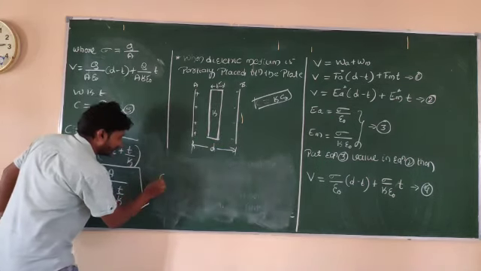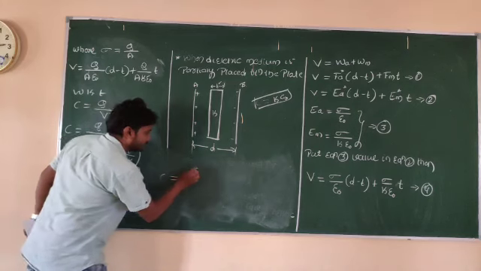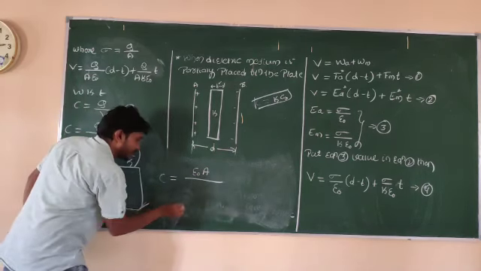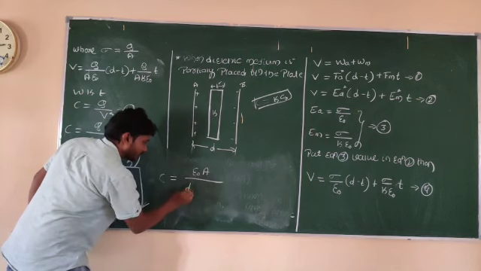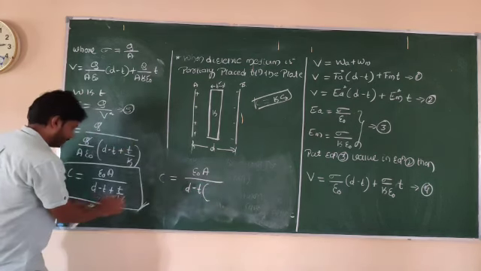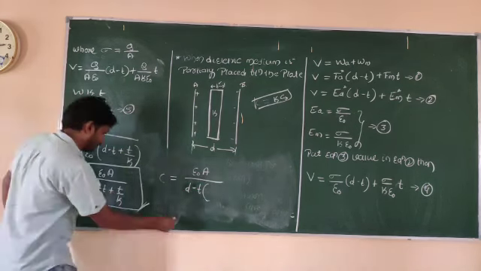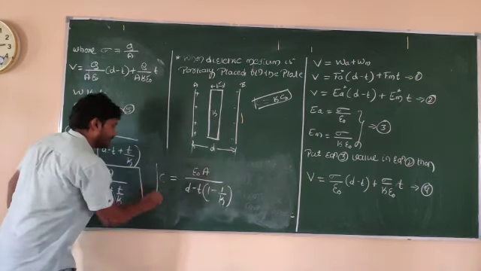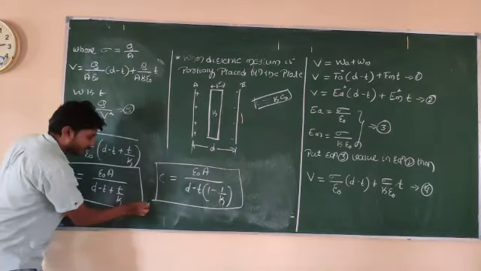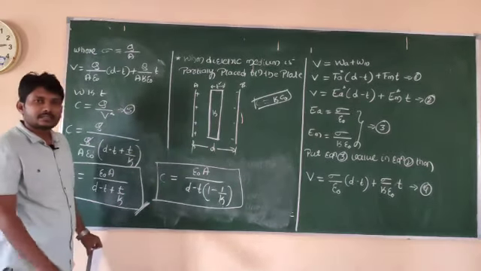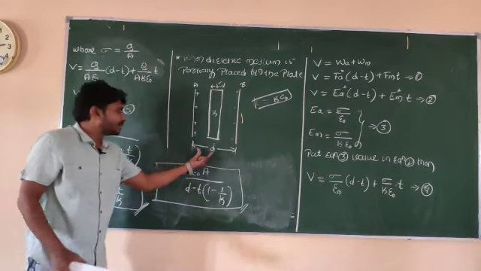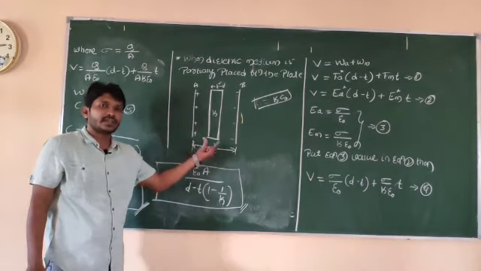So this equation I will rewrite in another form, that is C is equal to epsilon naught into A divided by D minus of T, I will take T as a common term between these two terms. So that is 1 minus of 1 by K here. So these are all the equations for capacitance of a parallel plate capacitor when dielectric medium is partially filled between the plates of the capacitor.